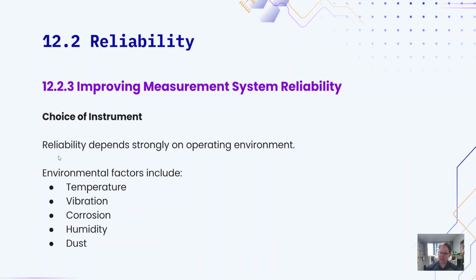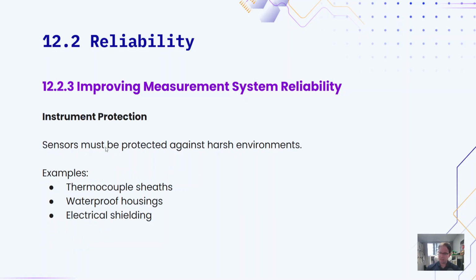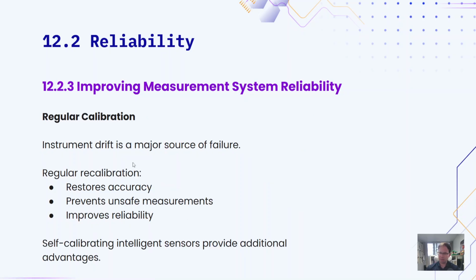Choice of instrument. Here, reliability depends strongly on operating environment, such as temperature, vibration, corrosion, humidity, and dust, like that explosion in the aluminum factory we just watched. Those are environmental factors sometimes. Okay. Instrument protection. Sensors must be protected against harsh environments. We could use thermocouple sheaths, waterproof housings, electrical shielding, and things like that. Regular calibration. Instrument drift is a major source of failure, so we should restore the accuracy, prevent unsafe measurements, and improve reliability in this way.